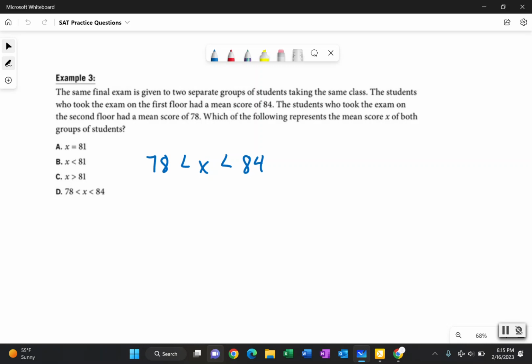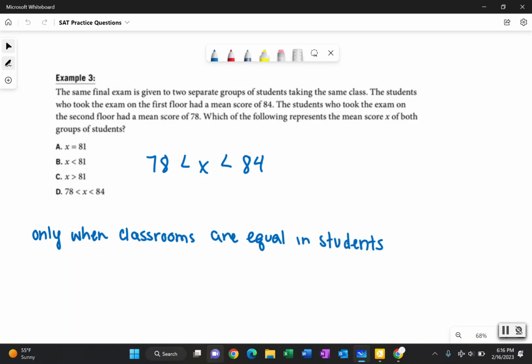between those two values. If they told us that the students in the first class and the second class were the same, only when classrooms are equal in students, right? So number of students per classroom. Only when classrooms are equal in students can we take the average of the two means.